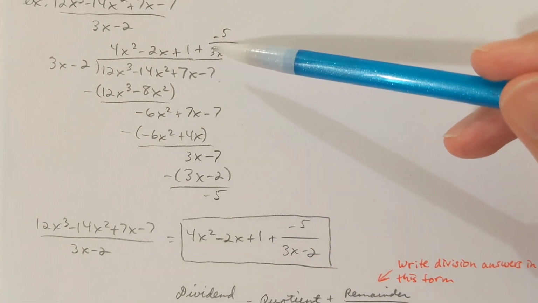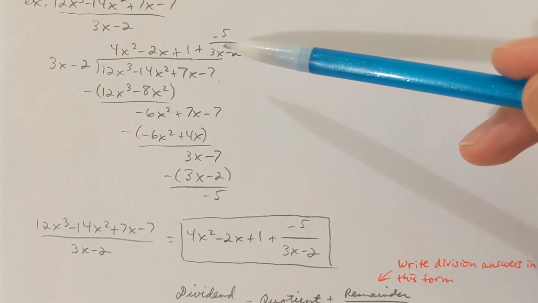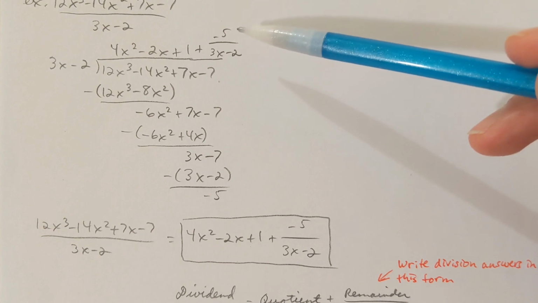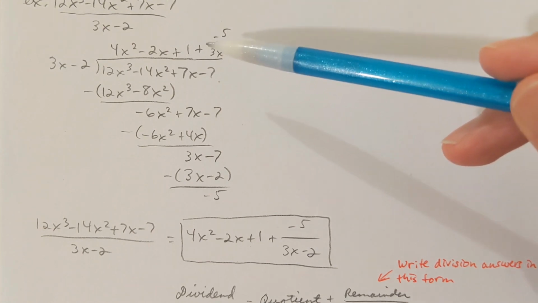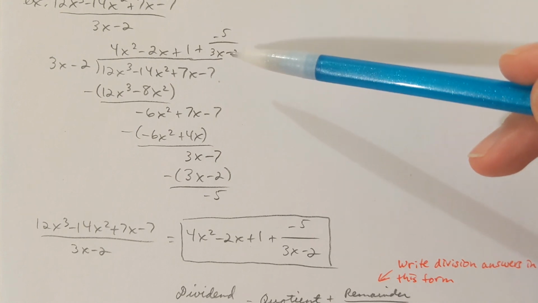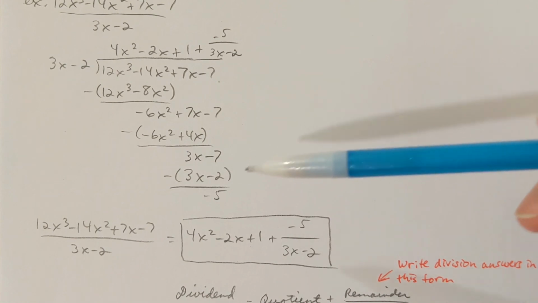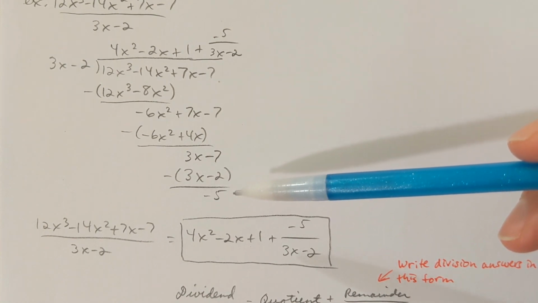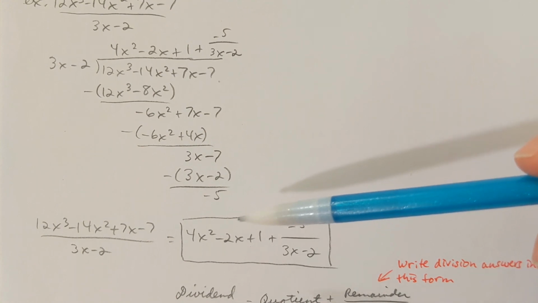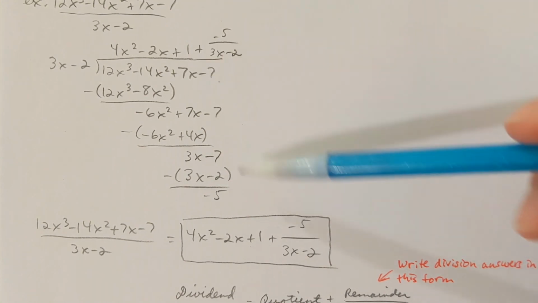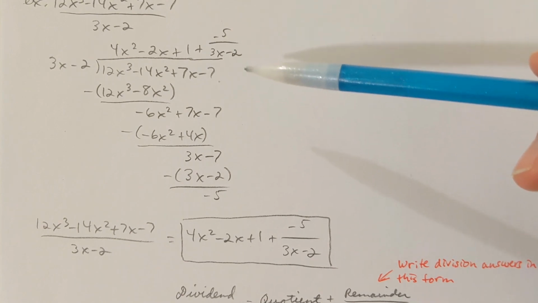Okay, the remainder always gets added to your answer. So I got plus the remainder over the divisor. The quotient plus the remainder over the divisor is the form that I want. In other words, when you take 12x cubed minus 14x squared plus 7x minus 7 divided by 3x minus 2, you get 4x squared minus 2x plus 1 plus negative 5 divided by 3x minus 2.